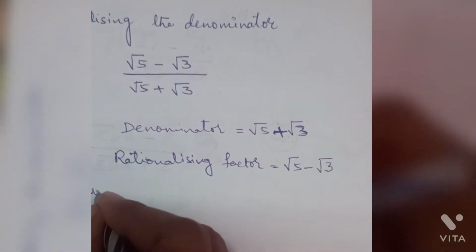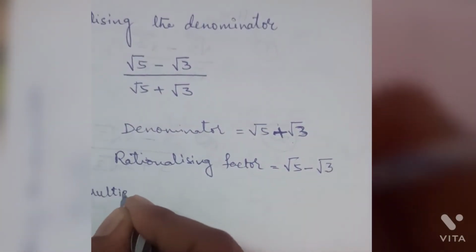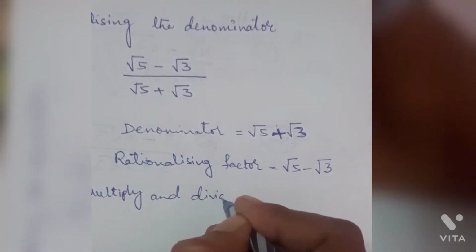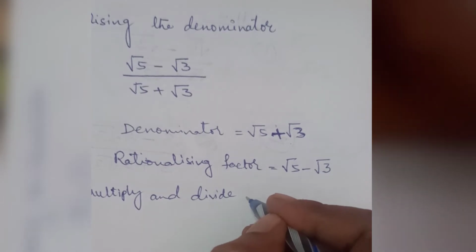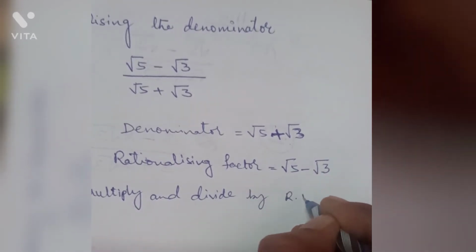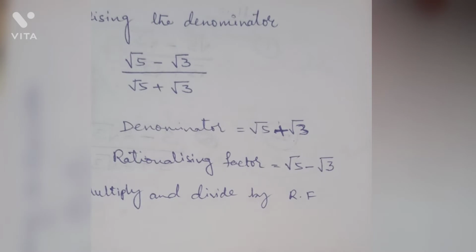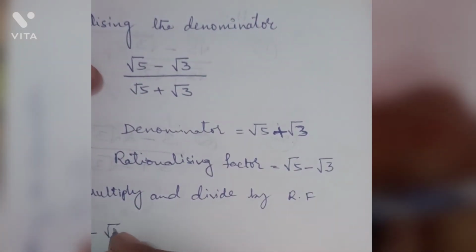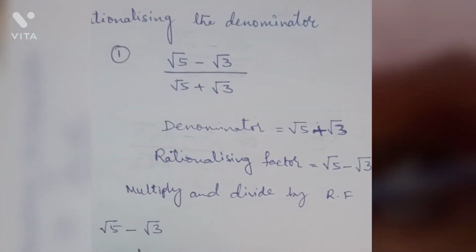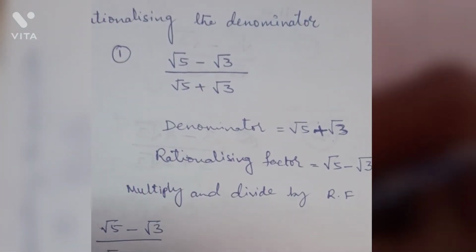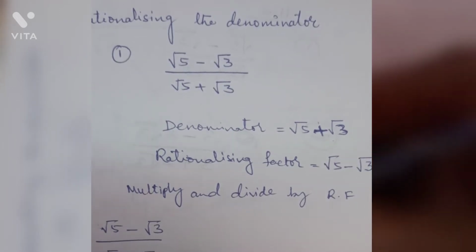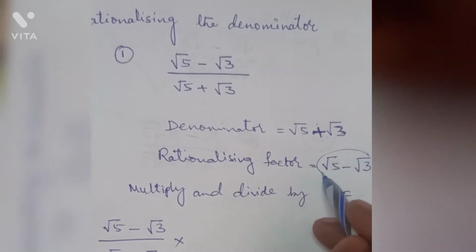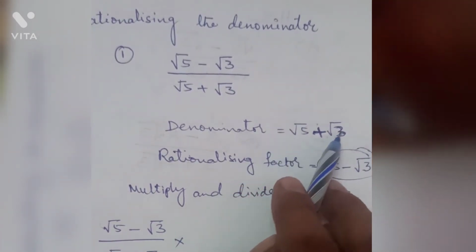Now what do we have to do with that? Multiply and divide the given question by the RF, the rationalizing factor. Root 5 minus root 3 divided by root 5 plus root 3. This is our given question, and we multiply with the RF. The denominator is root 5 plus root 3.